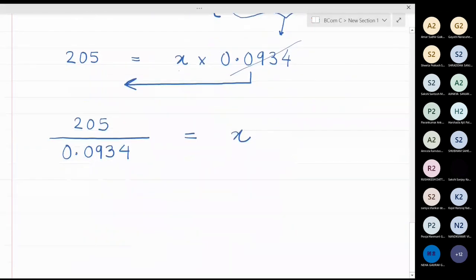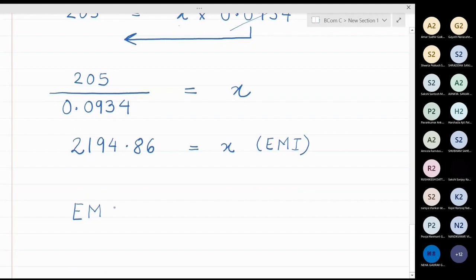Now I will go to my calculator and do this division. 205 divided by 0.0934 will come up to be 2194.86. So this means that x is equal to 2194.86. And what is x? x is our EMI. So this means that every month I have to pay the bank approximately 2194 rupees.